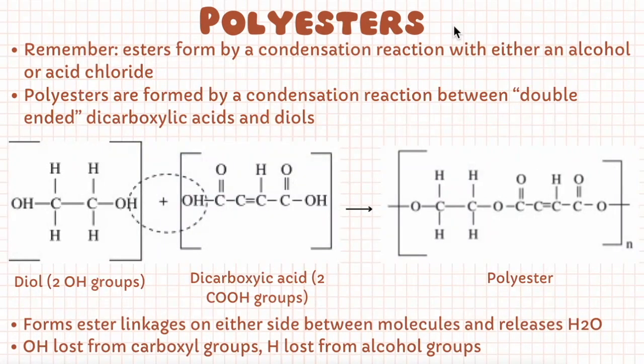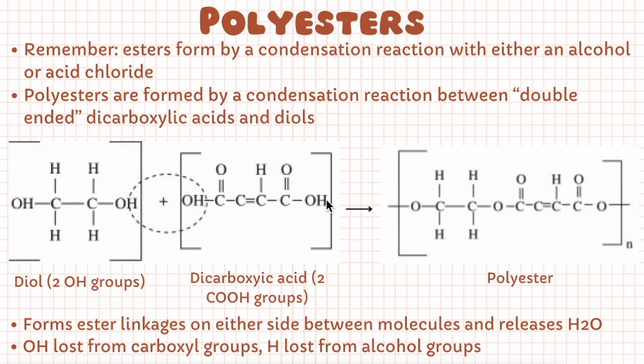Another type of condensation polymer is a polyester. You can probably tell from the name that these are polymers of esters. So if you remember, esters are formed by a condensation reaction with an alcohol and an acid. Polyesters are formed in a similar way. They're also formed by condensation polymerization, but it's between double-ended acids and alcohols. So you're going to have a dicarboxylic acid and a diol. Basically, what this means is it's just going to have the functional group on either end of the molecule. So here, the diol has two OH groups on either side. The acid has two carboxylic acid groups on either side.